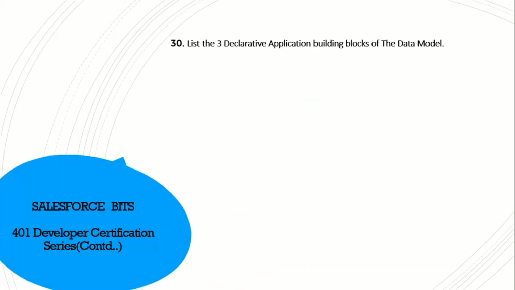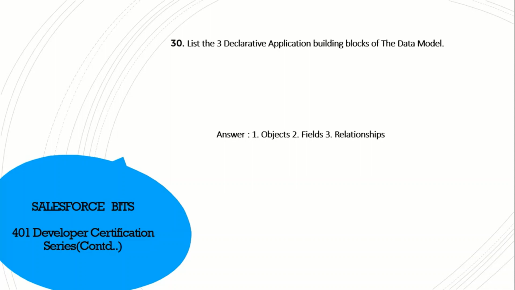List three declarative application building blocks of the data model. So three application building blocks which are declarative are objects, fields, and relationships. With these you can build an application with these three. So declaratively, that's more important.